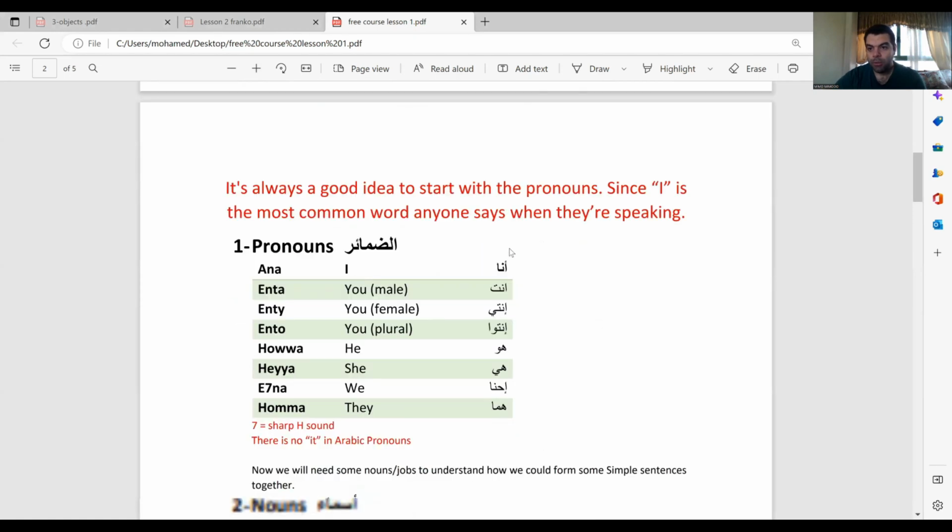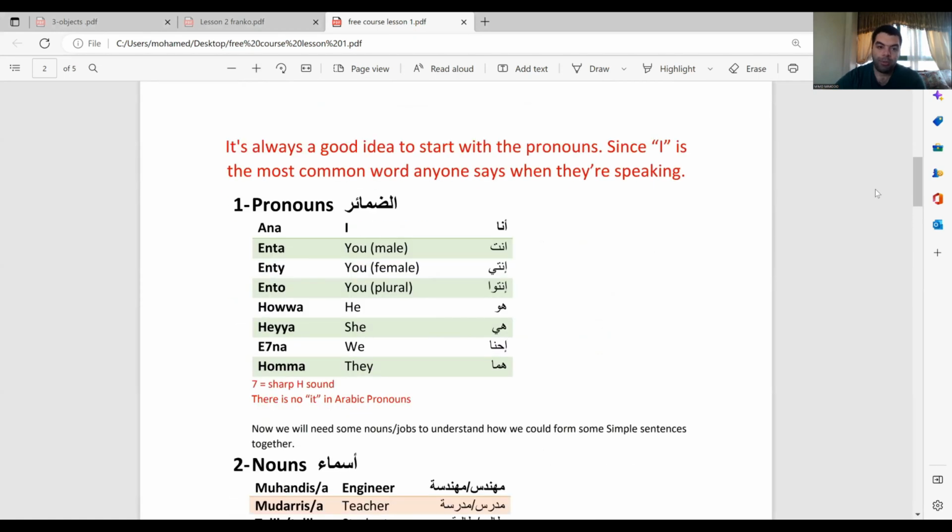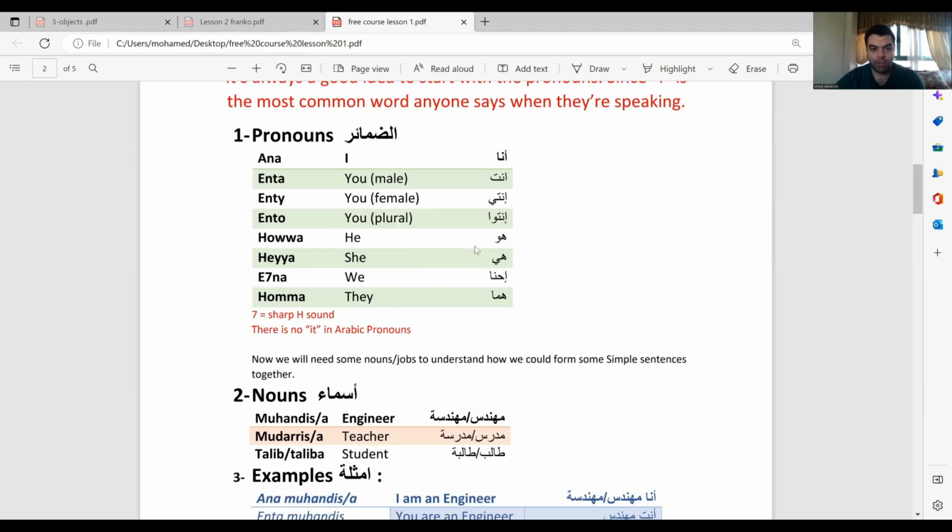So the first thing we are going to start with are the pronouns. And what are pronouns? As you can see in front of you, it's I, you, and so on. Now, something you need to know here about Arabic pronouns is that we don't have it. In English, you have he, she, and it, but in Arabic, we don't have that.